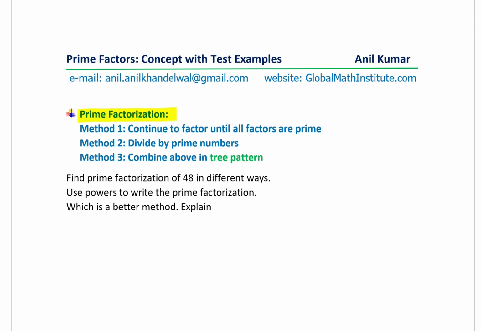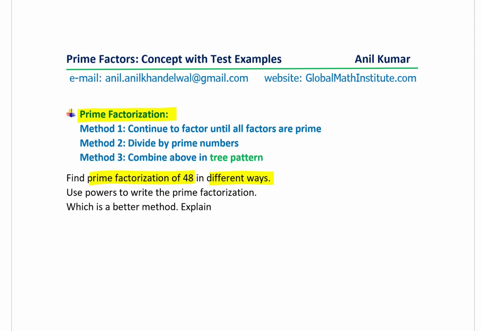Method number 1 is to continue to factor until all factors are prime. This is what we just now did. Method number 2 is to divide by a prime number. And method number 3 is a combination of the above two. So we'll explore this in this particular example: find the prime factorization of 48 in different ways. So in three different ways we'll see.